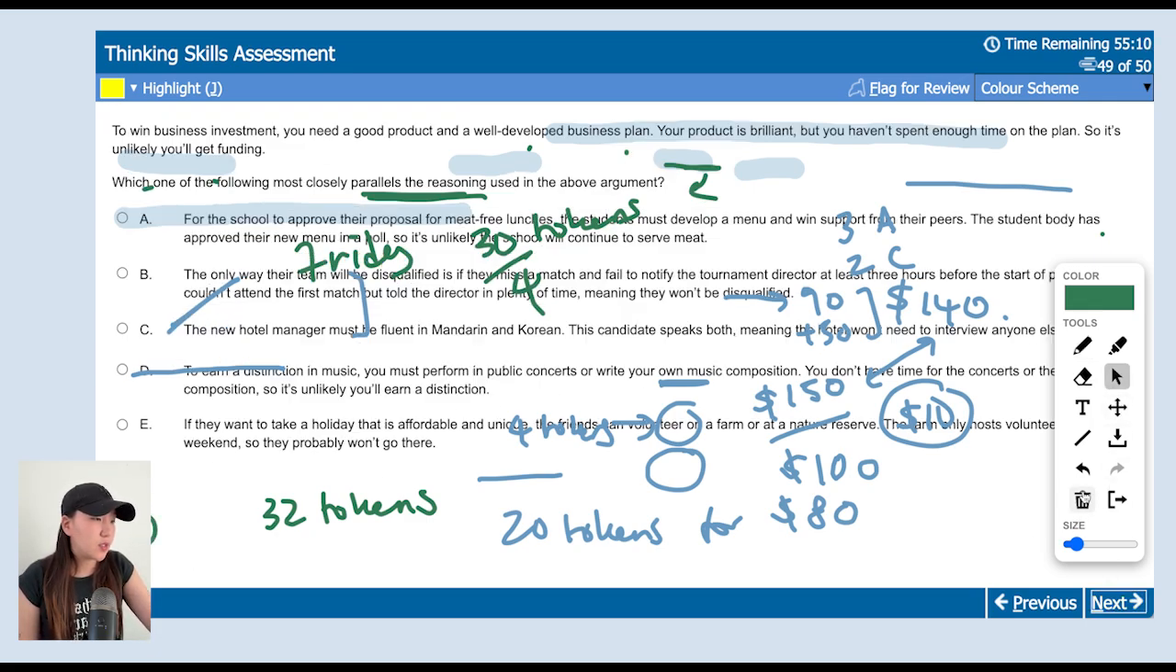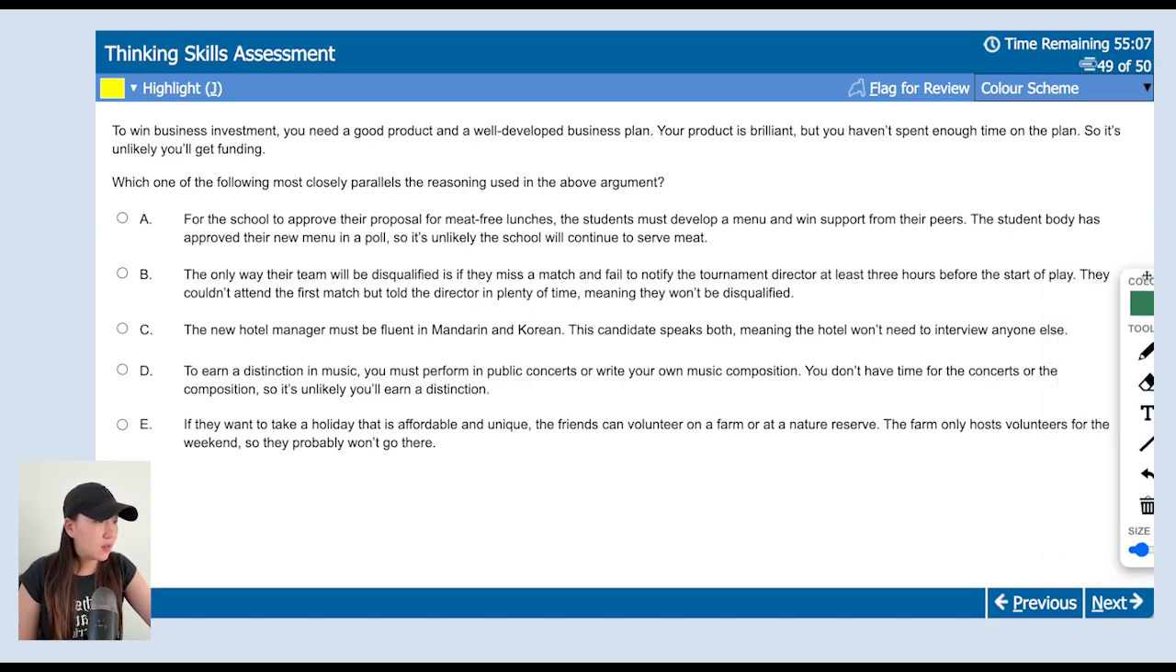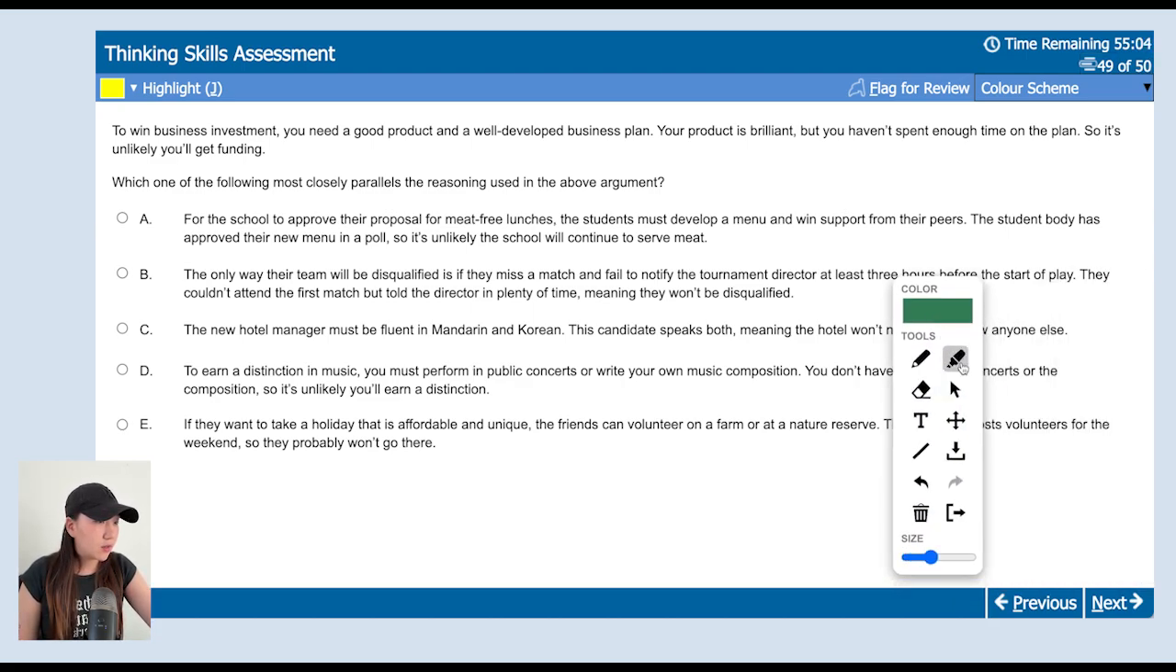Okay, just 2 questions to go now. Parallel reasoning again. What am I looking at here?